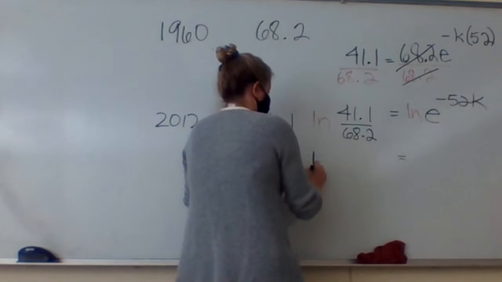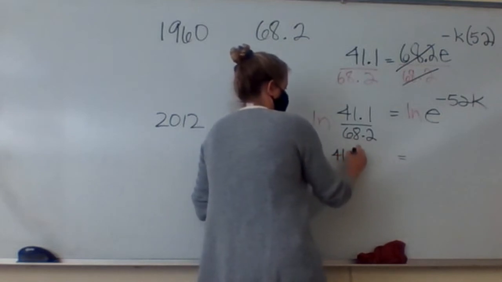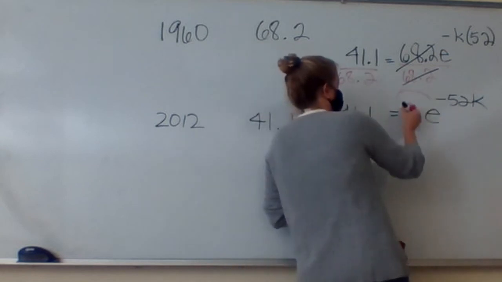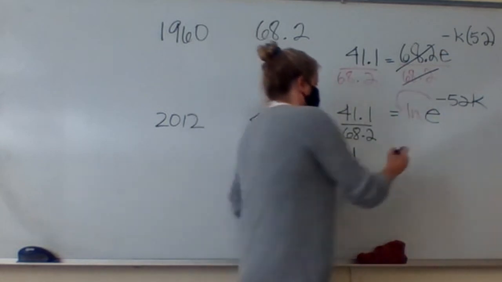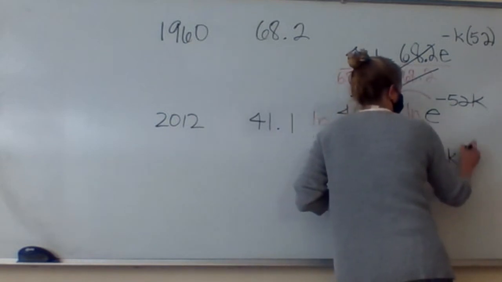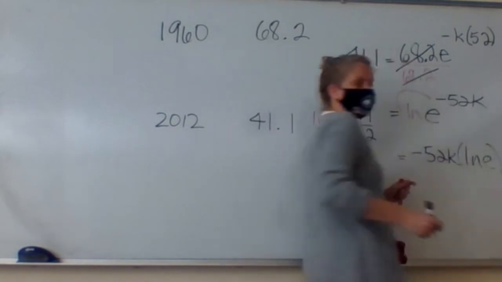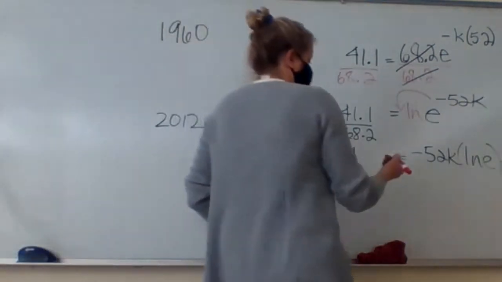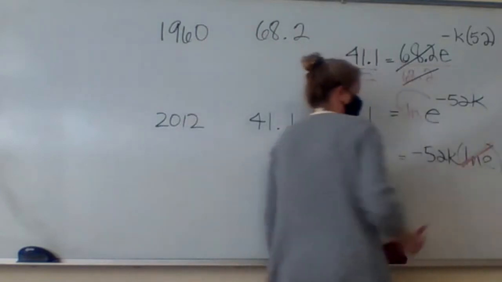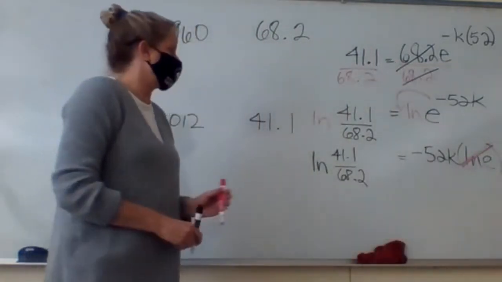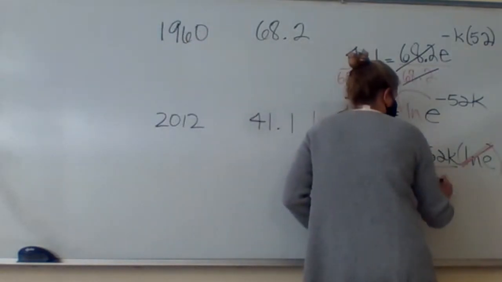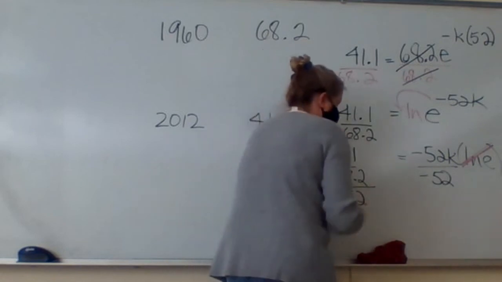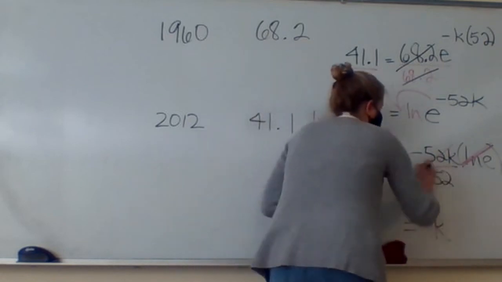So now, let's see, I've got ln of 41.1 over 68.2 equals, let's bring the exponent down now. So now I have negative 52K ln E. Now remember, what is ln of E? It is equal to 1, since that's log base E of E. So now I just need to get K by itself, which means I need to divide both sides by negative 52. So let's see what that gives me for K.